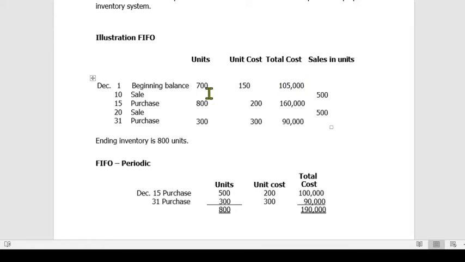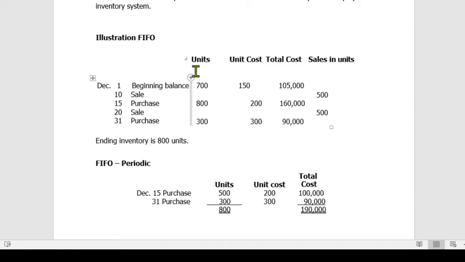So throughout the time, merong mga sale. For example, 500 units ang nabenta. Bumili ka naman nung December 15, 800 units. Ang cost nun 200 per unit. Then, ang total cost 160,000. Nagbenta ka uli ng December 20 ng 500 units. Purchase. Bumili ka ng December 31 ng 300 units at 300 per unit at 90,000 total cost.